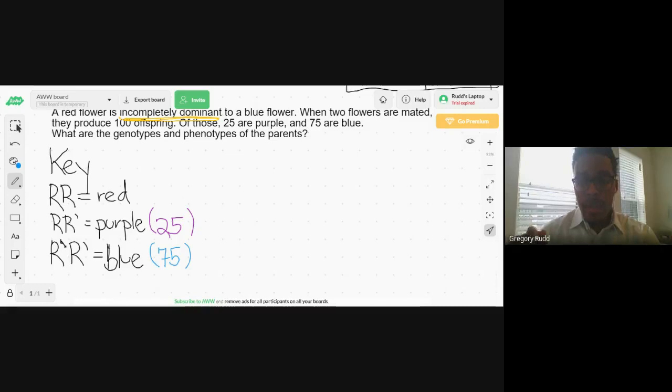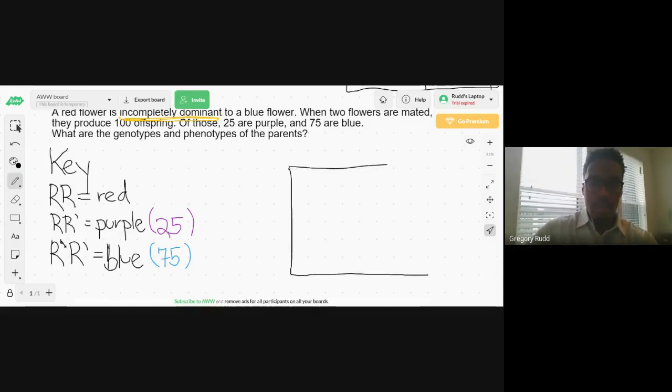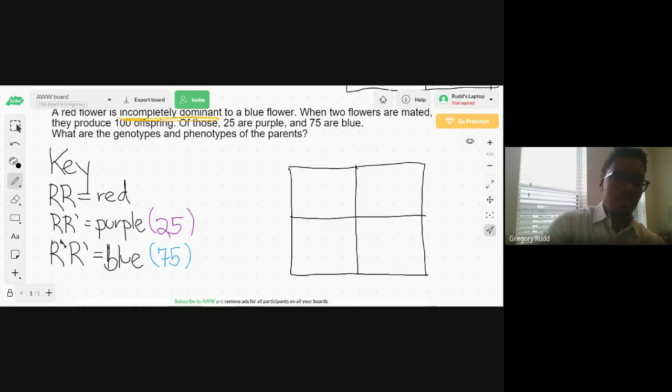My task, my goal is to figure out information about the parents. This time, I don't know anything about the parents. I know information about the offspring, but not the parents. But that just means that I need to work backwards. So I'm going to make my Punnett square. Of course, I still only have those four boxes. Box one, box two, box three, and box four.